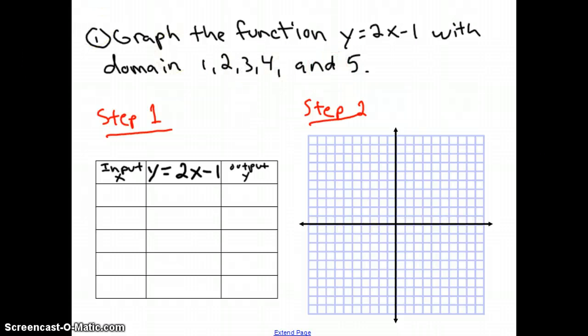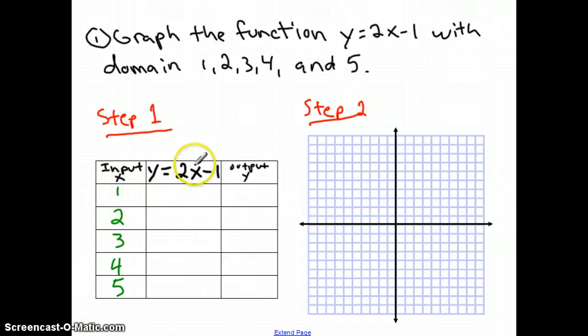So what I'm going to do first here is take the domain, or the inputs, and put them all here in a table so we can organize. So we've got 1, 2, 3, 4, 5. The first step is to take this information and organize it in a table. Once we get it organized in a table, then we're going to graph it.